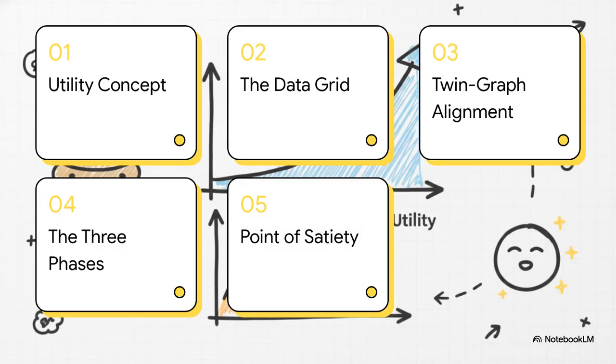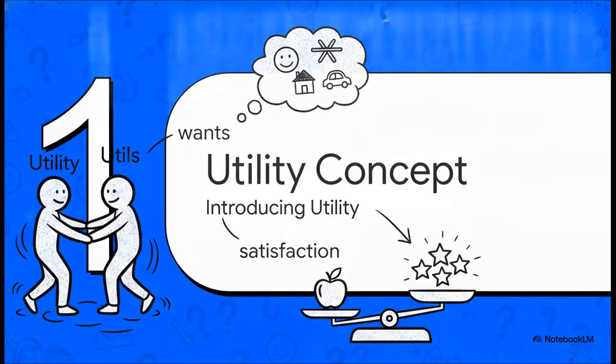Here is our roadmap for The Explainer. We'll quickly introduce the utility concept, dive into the data grid, check out the twin graph alignment, break down the three phases, and finally, hit the point of satiety. All right, first up, introducing utility concept.